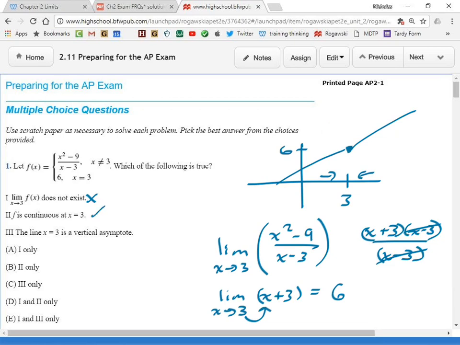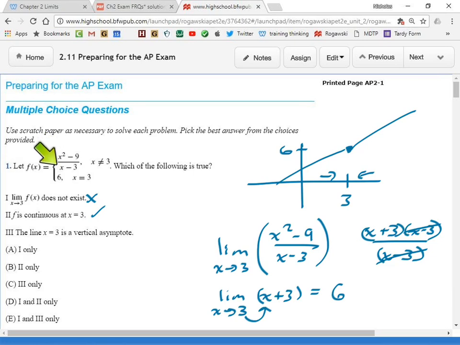So this one works out. So far, number 2 is correct. The last one says, the line x equals 3 is a vertical asymptote. Do we have a vertical asymptote with this? No. I mean, that's natural. That's what you would think, right? Because 3 would make this undefined on the bottom because we can't divide by 0.